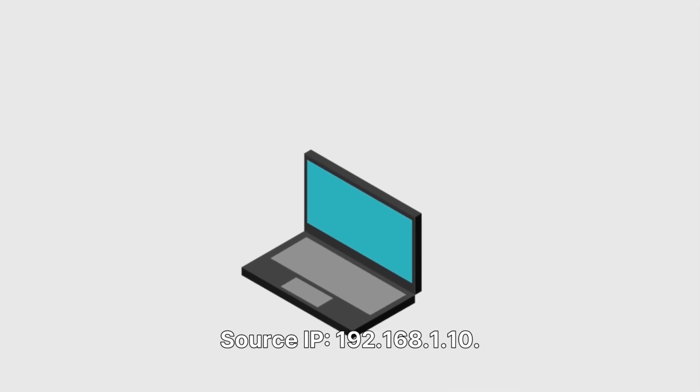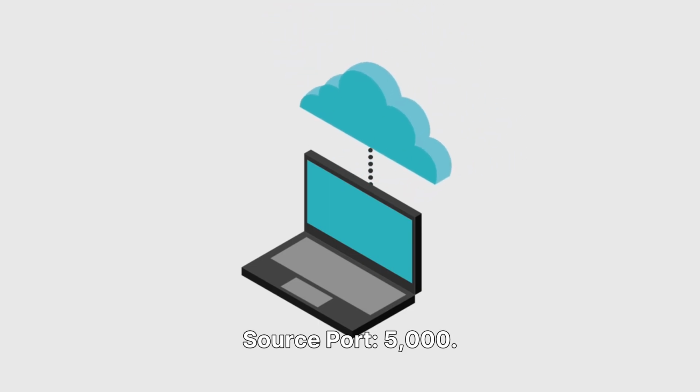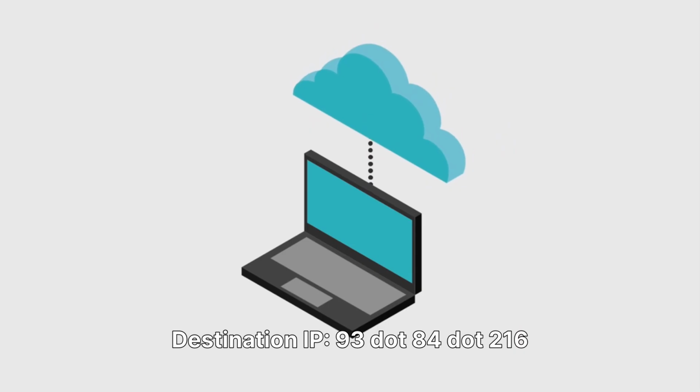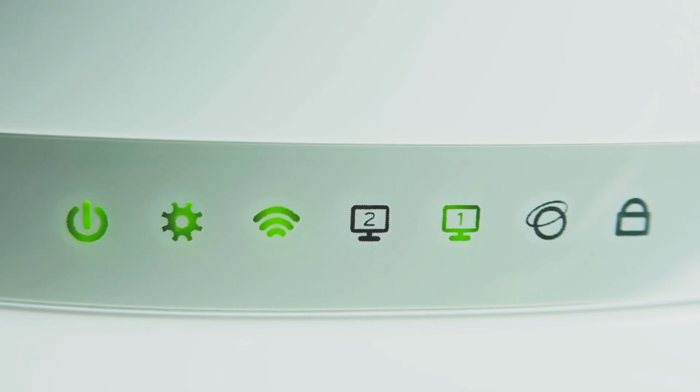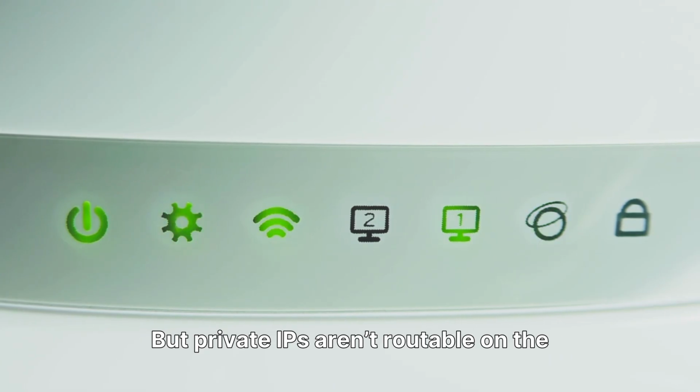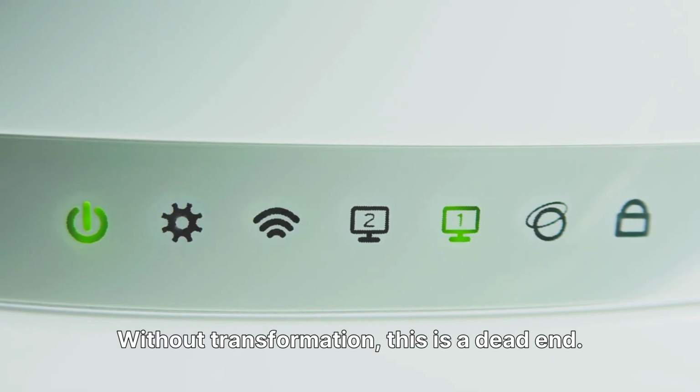Source IP 192.168.1.10. Source port 5000. Destination IP 93.84.216.34. Destination port 443. The packet reaches the router, but private IPs aren't routable on the internet. Without transformation, this is a dead end.